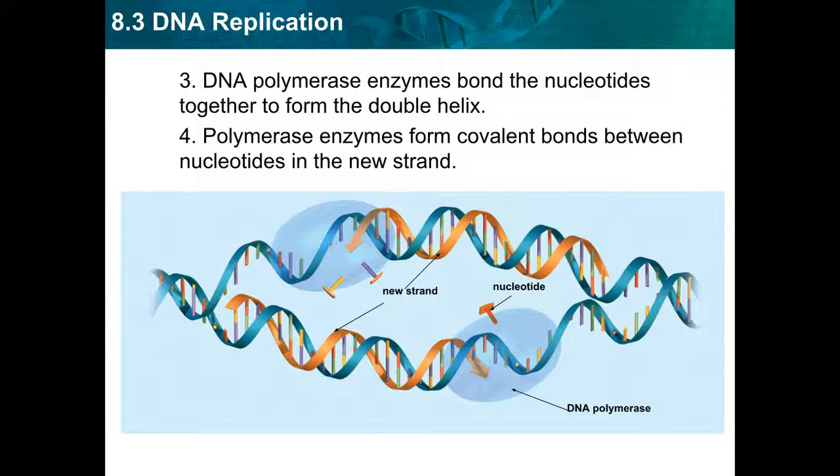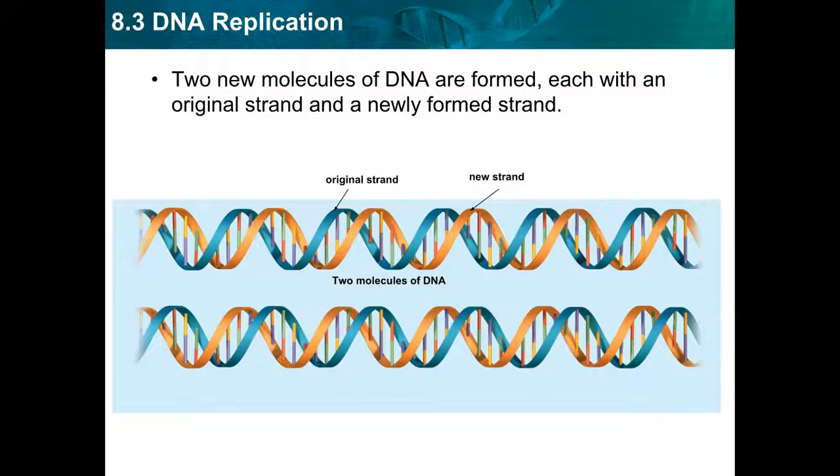Next, this very special enzyme called DNA polymerase comes through and it actually bonds the nucleotides together and starts forming that double helix that we know of. Polymerase enzymes are what actually form those really strong covalent bonds in the phosphate sugar backbone. Finally, we're left with 2 molecules of DNA, and each has an original strand and a newly formed strand.